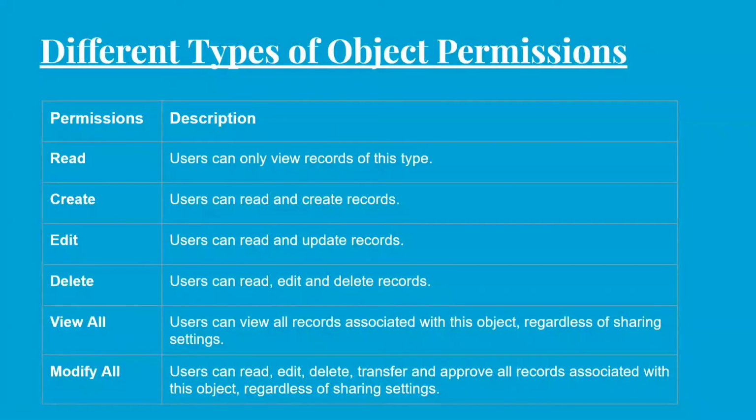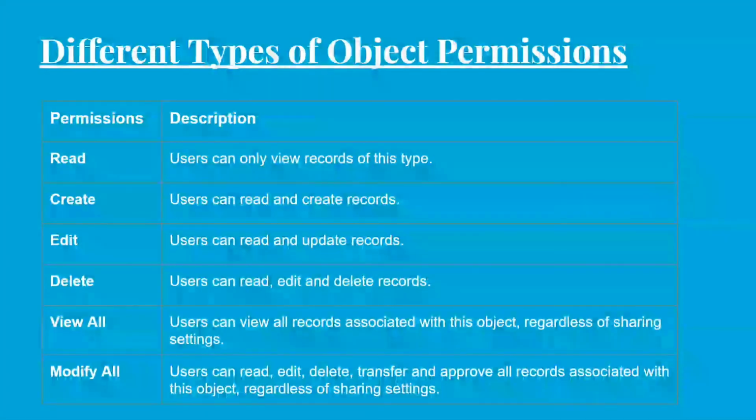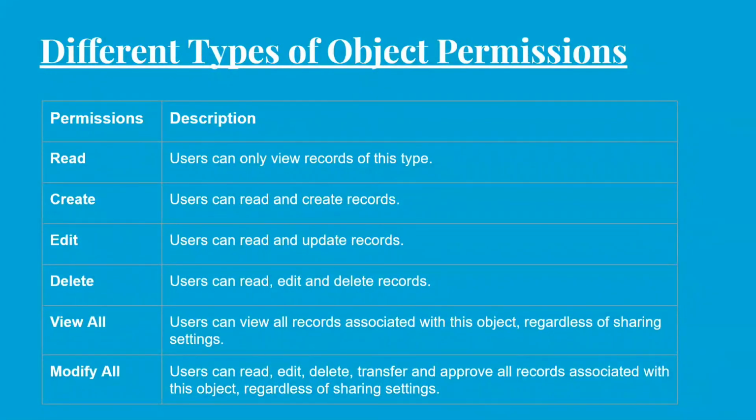Now here you can see the different types of object permissions you can have. When you are giving object permission using profiles or permission sets, these are the different kinds of permissions you can give. With read permission, users can only view records of that particular type. If it is create, the user can read and create records. Edit, the user can read and update records. Delete, the user can read, edit, and delete records.